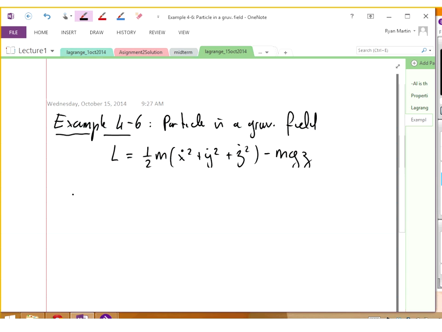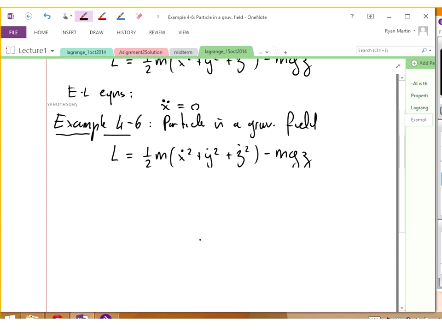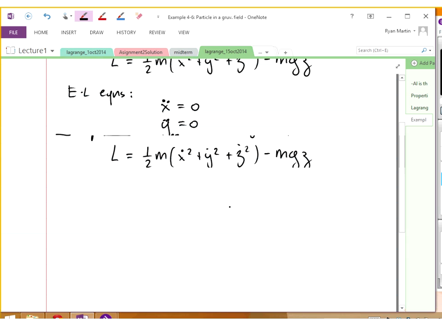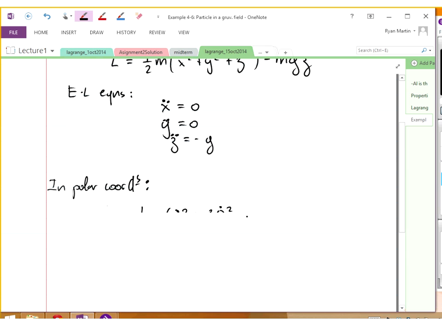Now in polar coordinates, the same system would be described by the kinetic energy, which is a half m (r dot squared plus r squared theta dot squared plus z dot squared) minus mgz. All right, that's the kinetic energy in polar coordinates, which I think is question 1 of assignment 2.